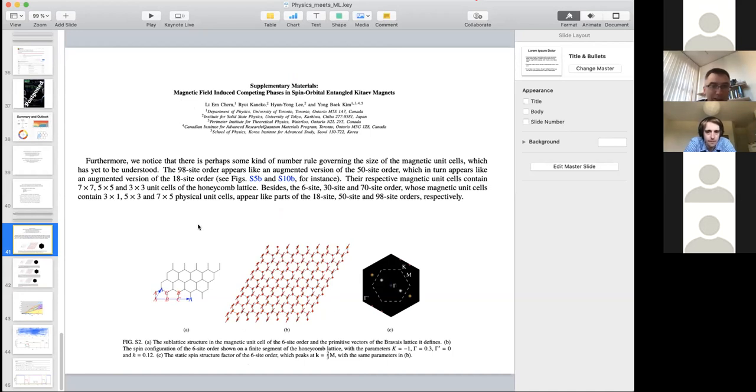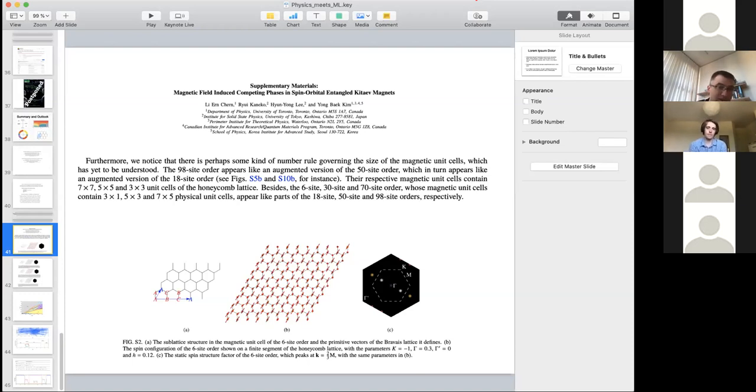And they also write something strange that, like here, the six site, whose magnetic unit cells contain this, appear like parts of the 18 site orders. And I must say, I don't know. I mean, I do know that there are special orientations of the spin in which 18 looks like 6. But we think that 18 is the more general order.